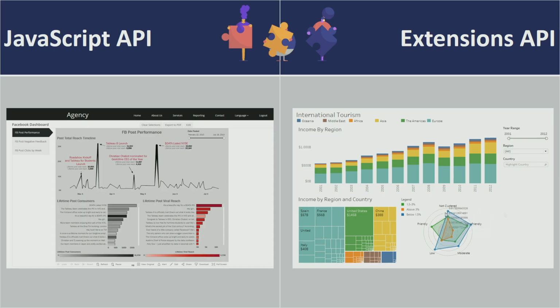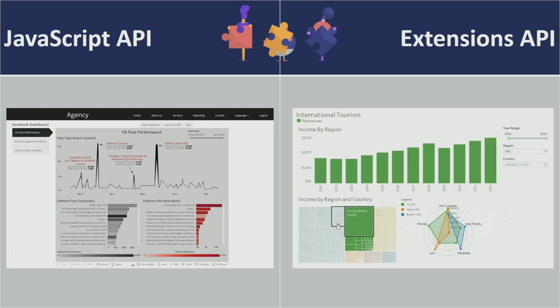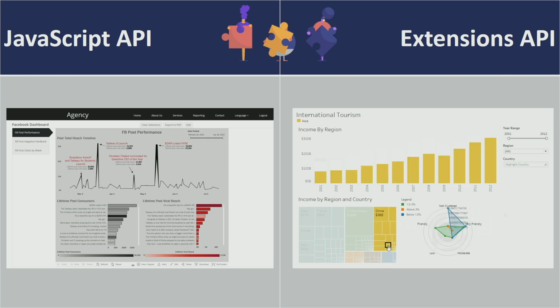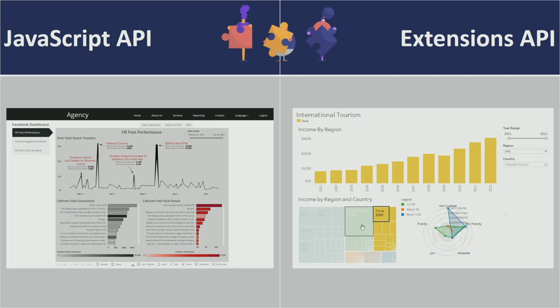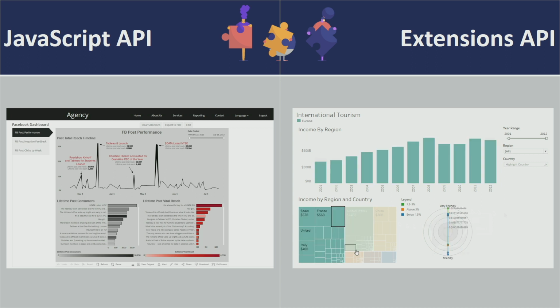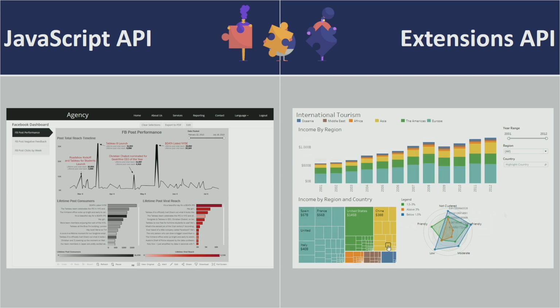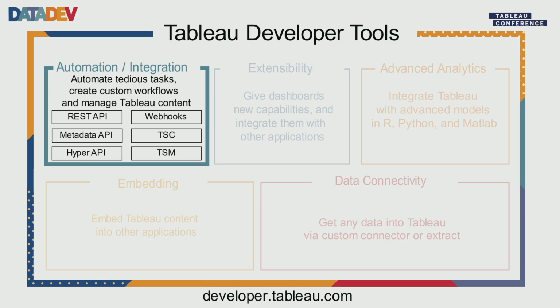So here are some examples of the use cases we've been talking about. You can see on the left the JavaScript API, where we have a portal with the Tableau visualization embedded inside it and some interaction with some of the menus. And on the other side, you'll see the Extensions API, where they've built a custom visualization grabbing data from a different Tableau viz and showing it in a way that Tableau does not natively support, giving an overall new experience that might be custom to what your company needs.